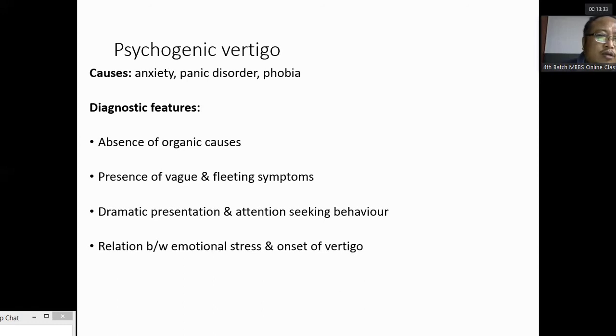Sometimes they say 2 years, or they don't have a strict history, and they give incomplete symptoms. So this changes their statement differently to the doctors, or differently in every visit. There may be dramatic presentations or attention-seeking behavior, and usually it is related with emotional stress or any type of physical or mental stress for the onset of vertigo.